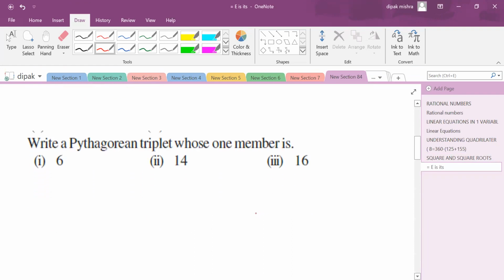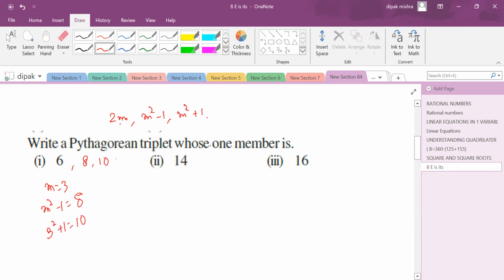Okay, now the next question is, write the Pythagorean triplet when one member is 6, then 14, then 16. So we know the Pythagorean triplet is 2m, m square minus 1, and m square plus 1. So 2m is 6, so m will be equal to 3. So the other members will be m square minus 1, so 3 square minus 1 is 8, and 3 square plus 1 is 10. So the other members are 8 and 10.